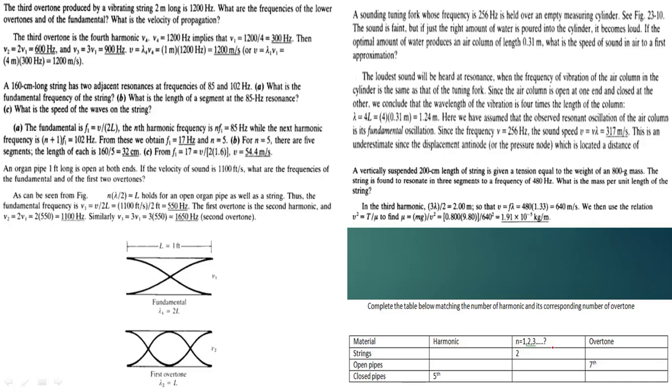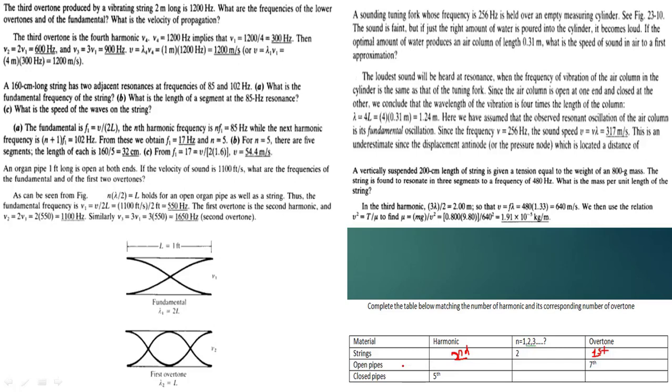So you are having a string which is having n is equal to 2. Okay, n is equal to 2, we know it is second harmonic. Being second harmonic, it is the first overtone, because from n is equal to 2 onwards, those are overtones. So n is equal to 2 is the first overtone.